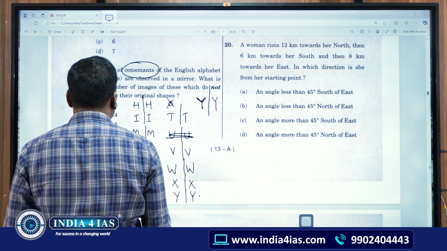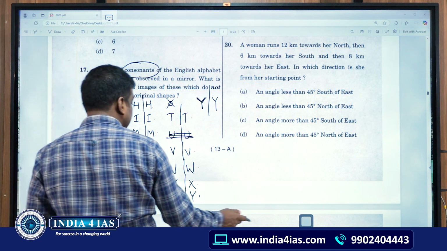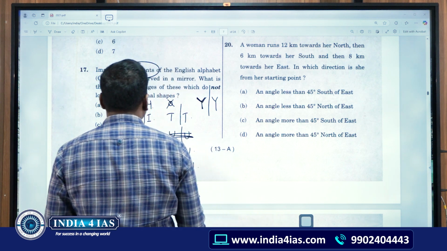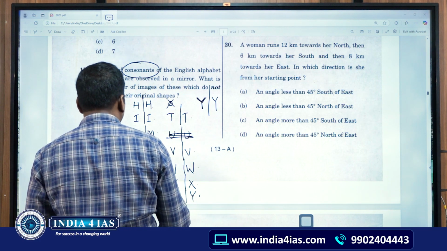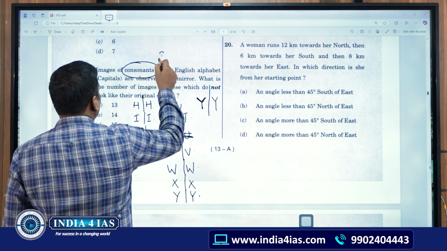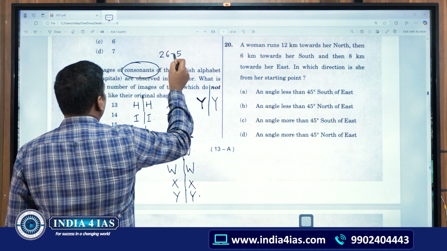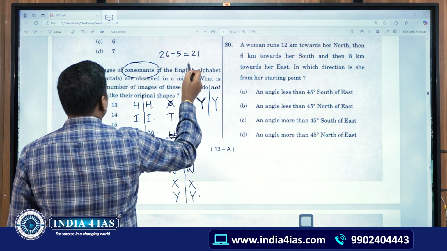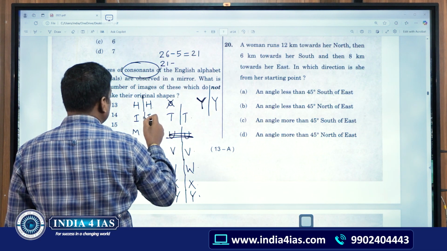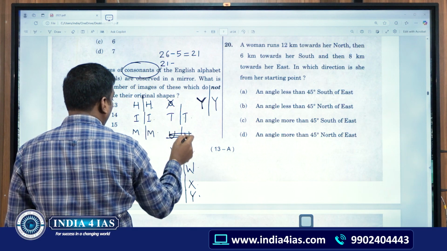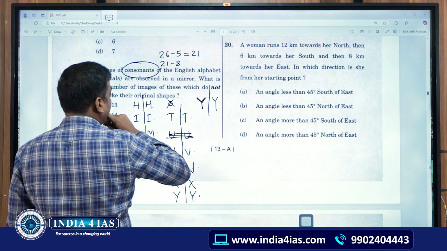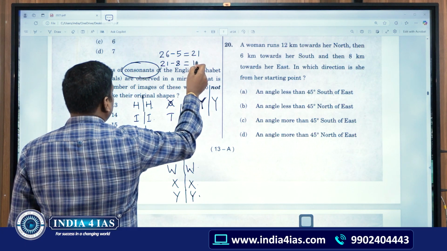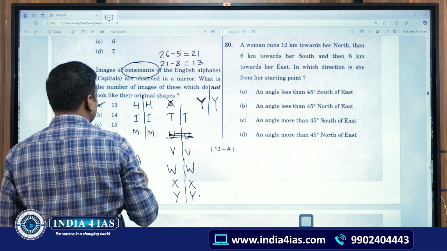Which do not look like their original shapes. So here we are taking those which look like the original. So you have to subtract the 5 vowels from the 26 letters, that is equal to 21. Then in 21 you have to subtract these 8: 1, 2, 3, 4, 5, 6, 7 and 8. So if I subtract this one, I will be getting 13. So 13 is the answer.